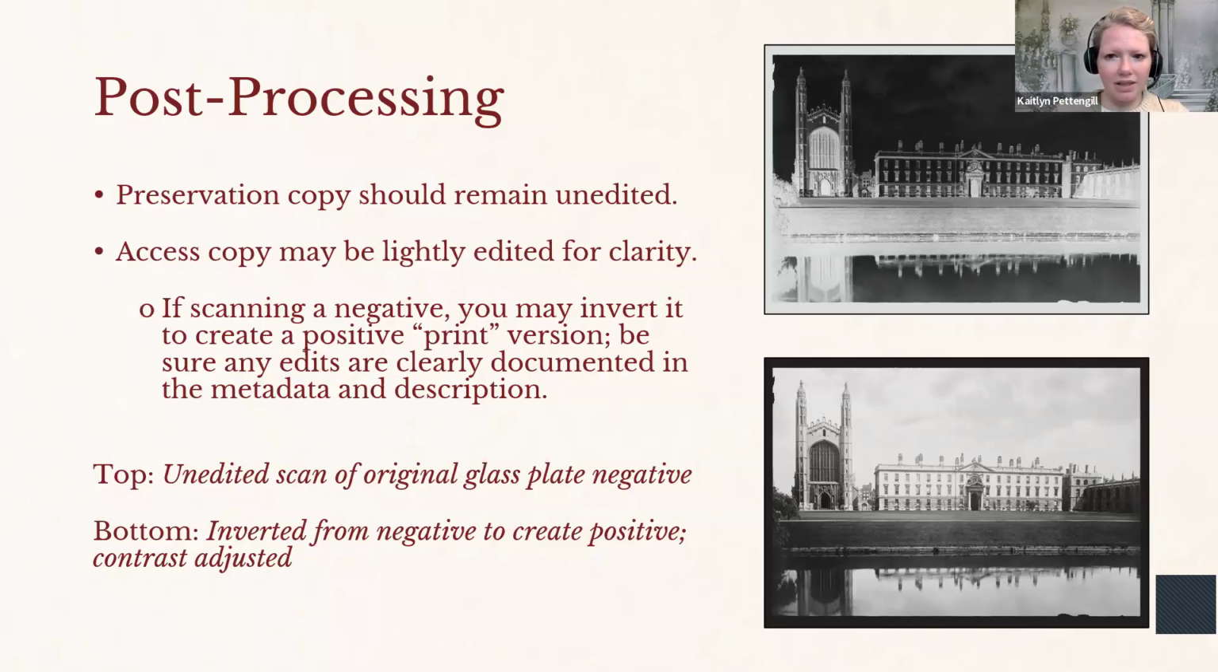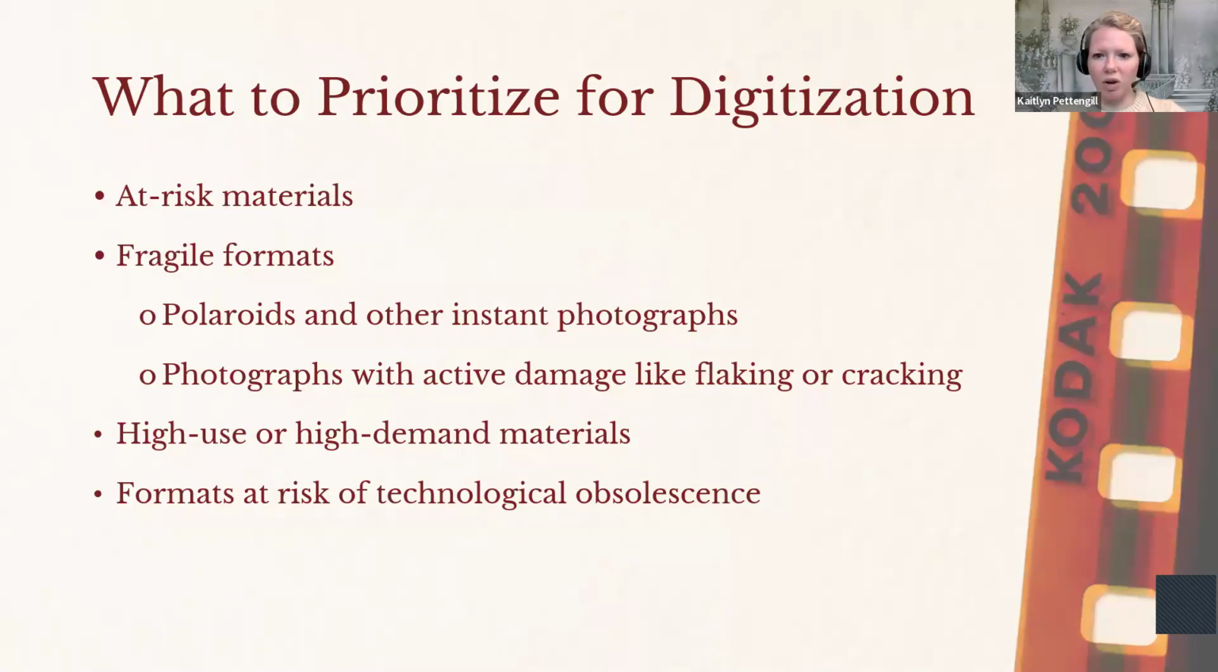Great. Next slide, please. So what to prioritize for digitization? Most organizations don't have the time or the resources to digitize everything, so prioritization is really important. As Ivy and I have both talked about today, fragile formats, actively deteriorating photographs, and unstable formats, things like Polaroids, are really strong candidates because digitization can reduce further handling, and it's also preserving whatever information you can before any kind of additional loss occurs.